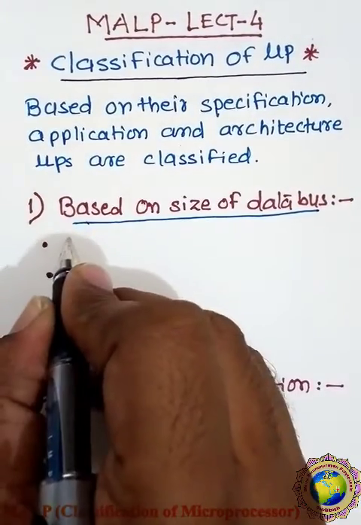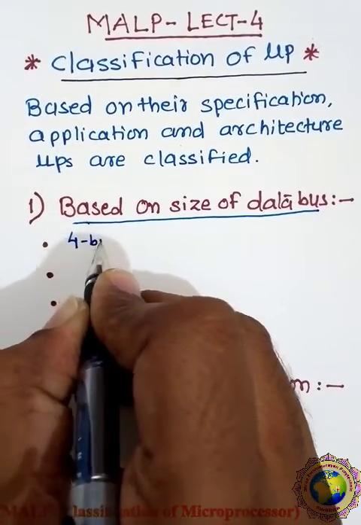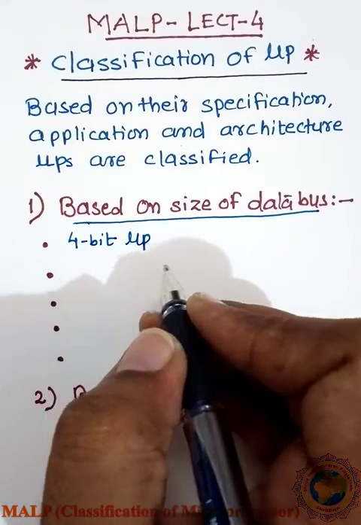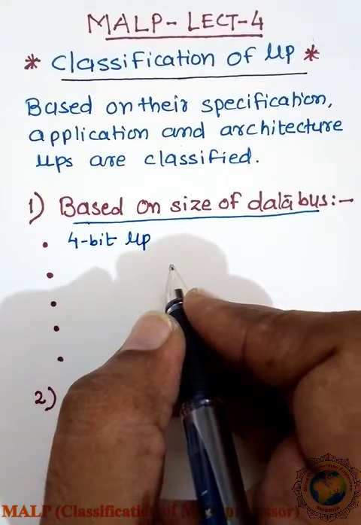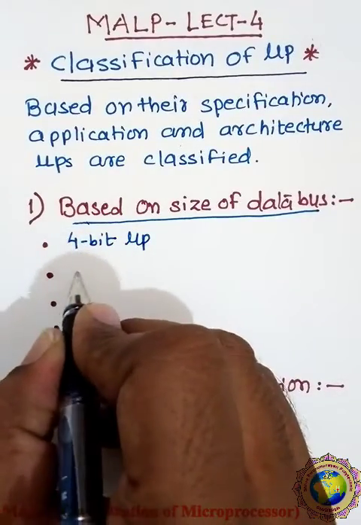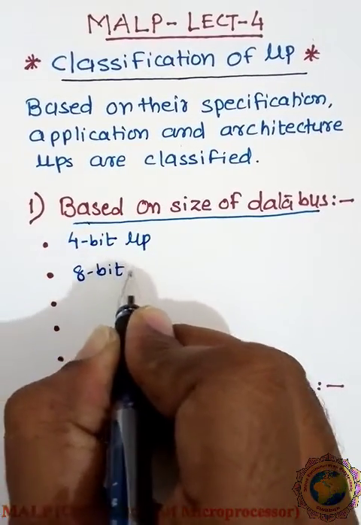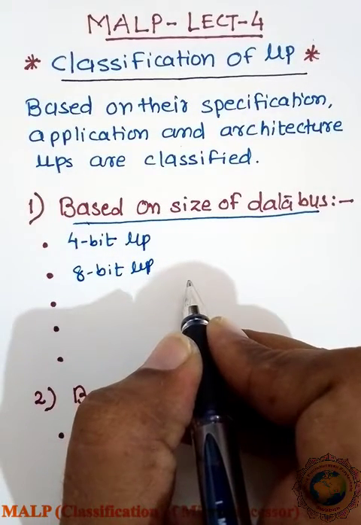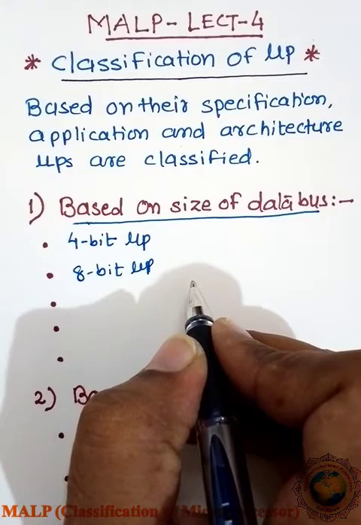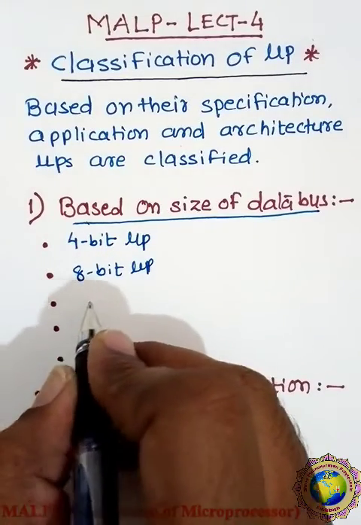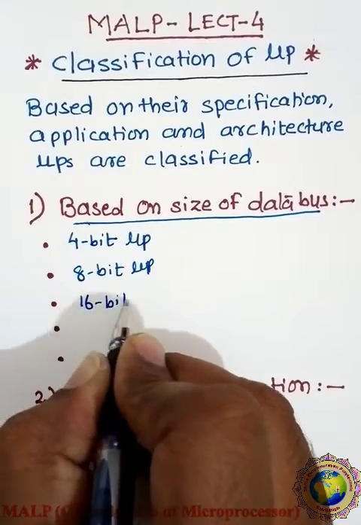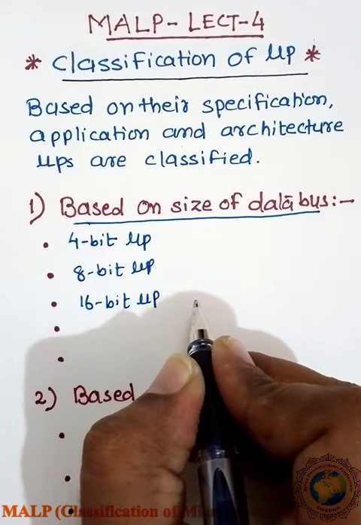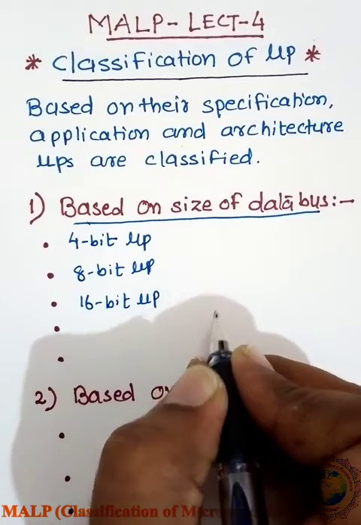So here the first is the 4-bit microprocessor. A 4-bit microprocessor means the Intel 4004, 4040, like that. The second group is the 8-bit microprocessor. In this group we have Intel 8008, 8080 and 8085. The third one is the 16-bit microprocessor. It will be 8086, 8088, 80186, 80286.